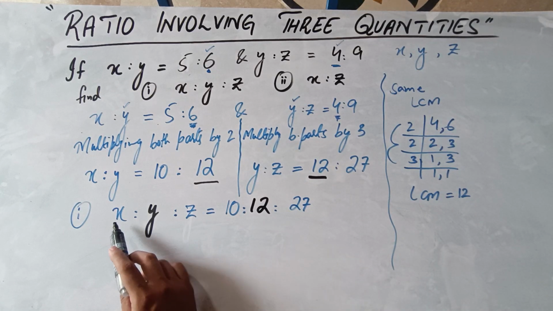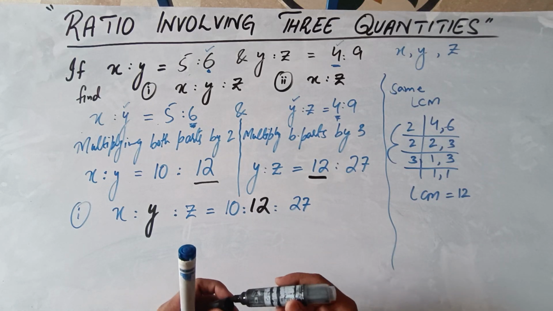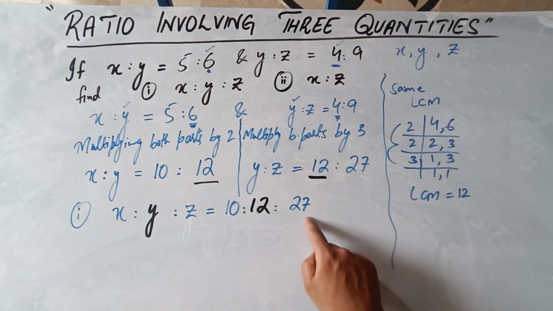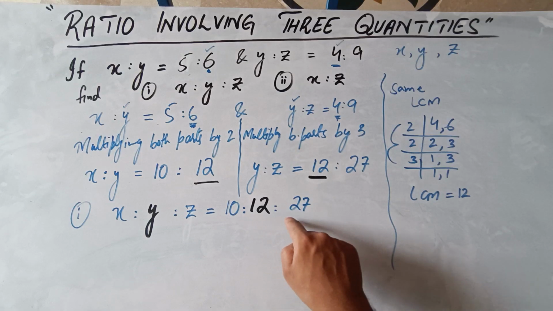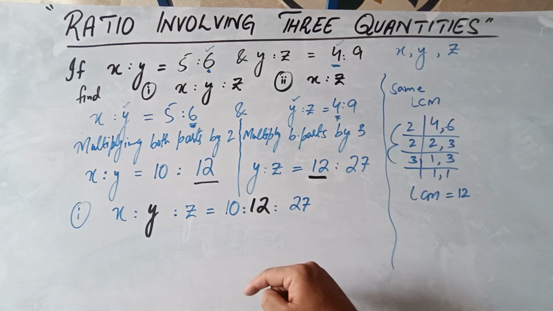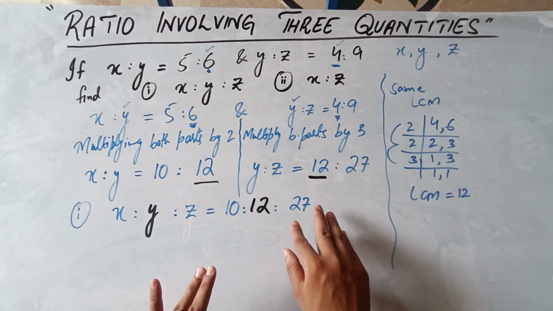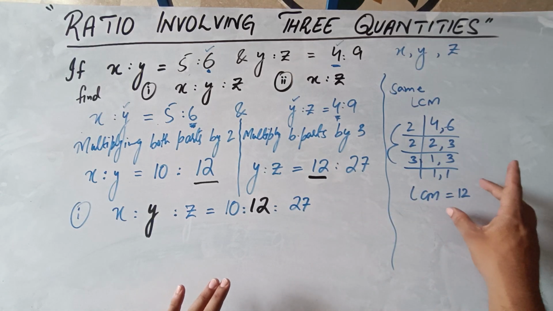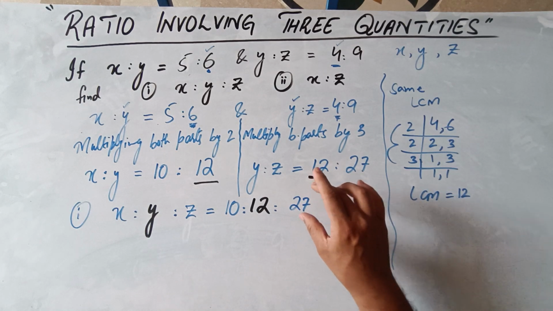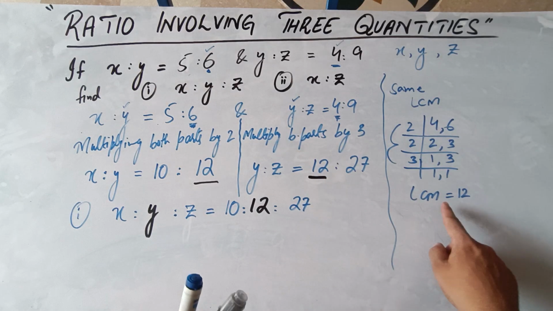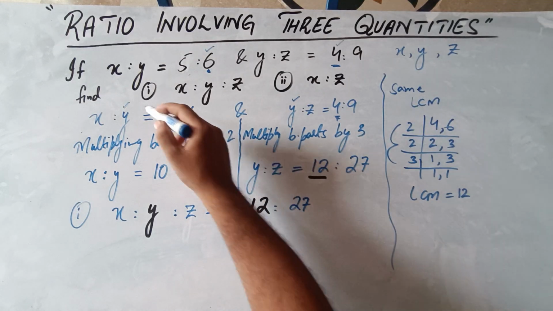So the continued ratio x ratio y ratio z is equal to 10 ratio 12 ratio 27. Now just cross check once whether all these values are divisible by any common factor. If yes, simplify it. If no, this would be your final answer. It won't need simplifying if you find the LCM, least common multiple. So the answer would always be in the simplified form if you find the least common multiple between them. So this was all about the first part.